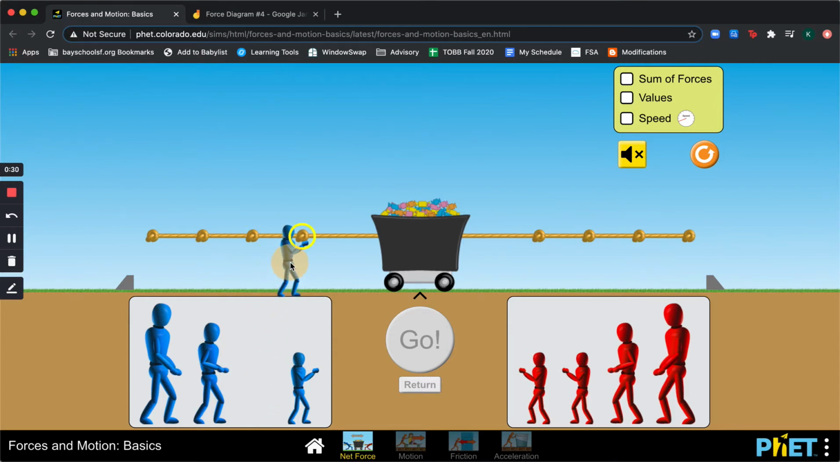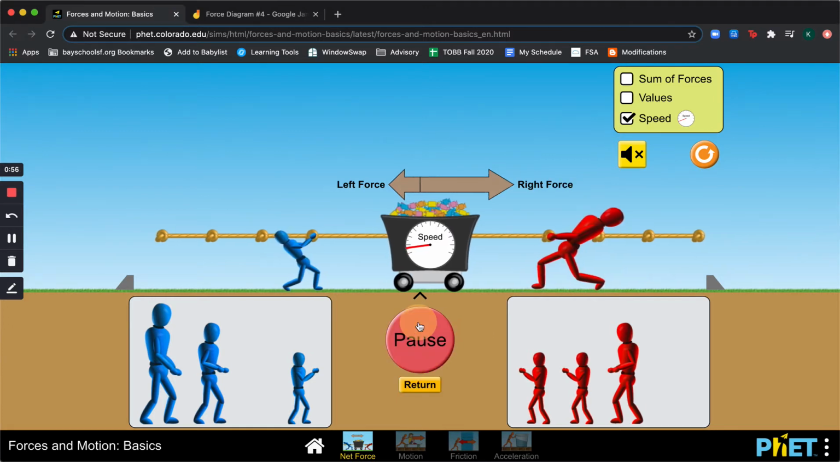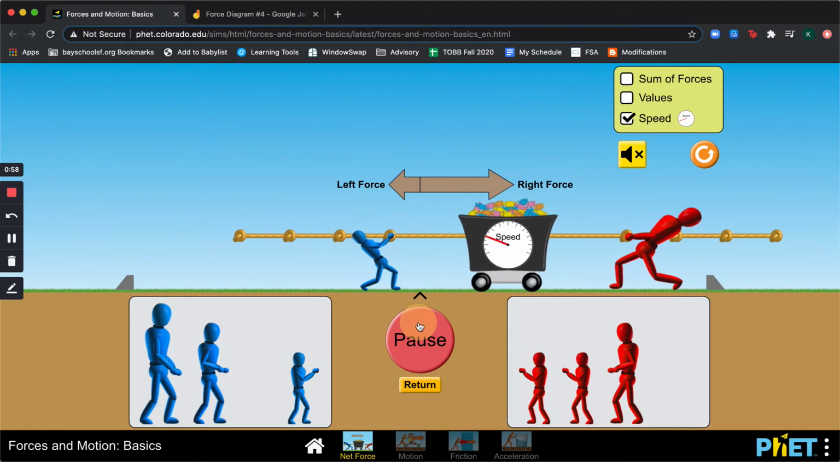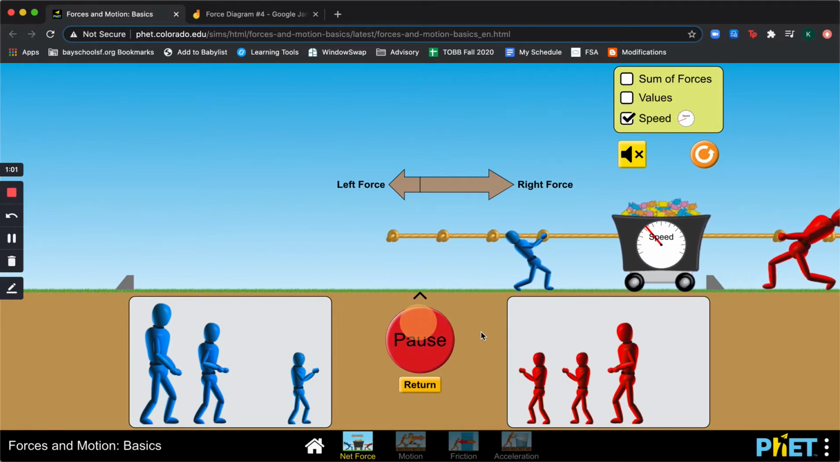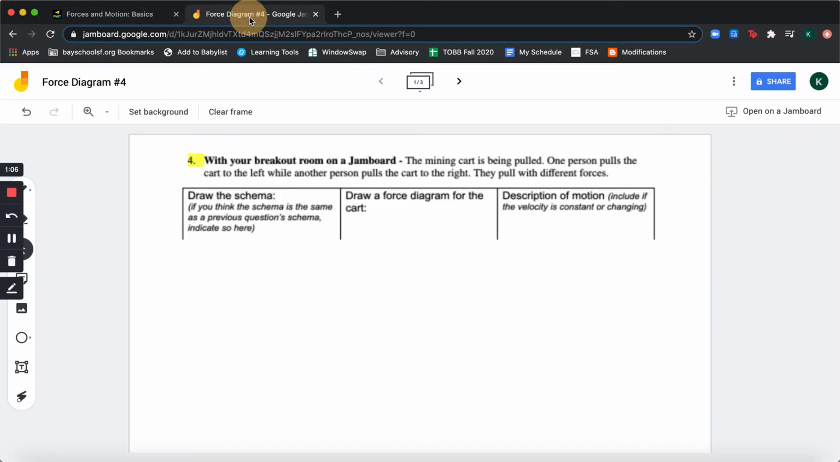So I'm going to pick a small dude for the left and a big dude for the right because they're different forces, so we pick different sized people. Okay, and if we run the simulation, I'm going to click the speed on so that I can see it. If we run the simulation, what happens? They're pulling, the speed is increasing. Okay, woohoo, red wins. Now, so that's our scenario.